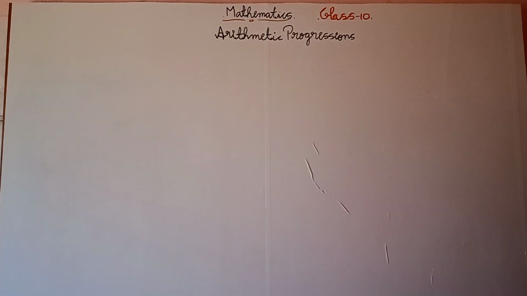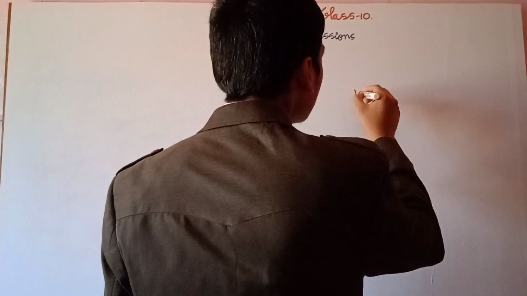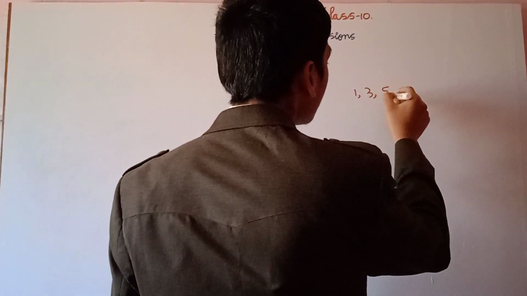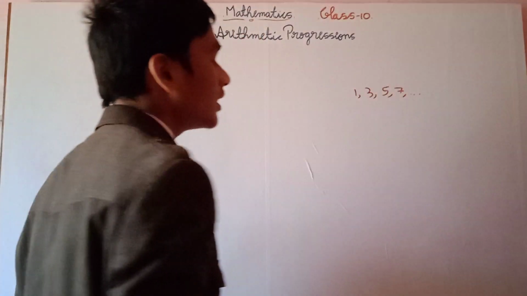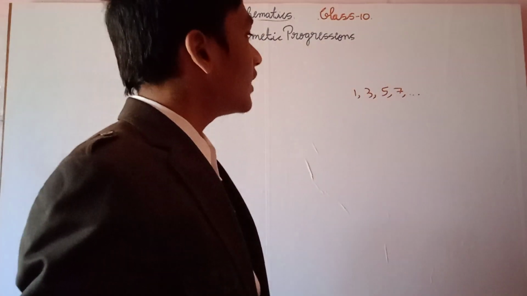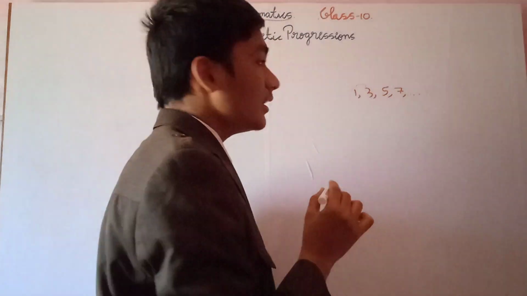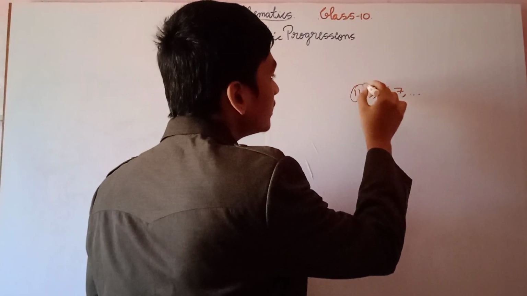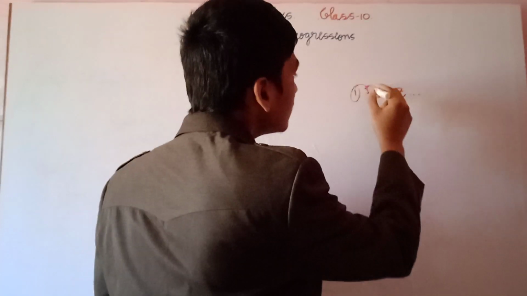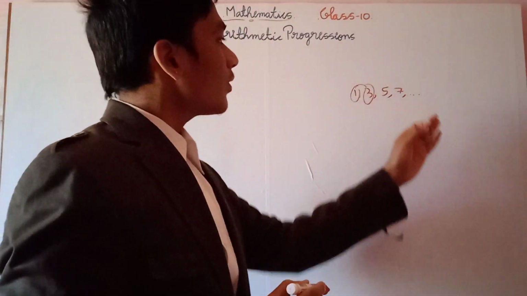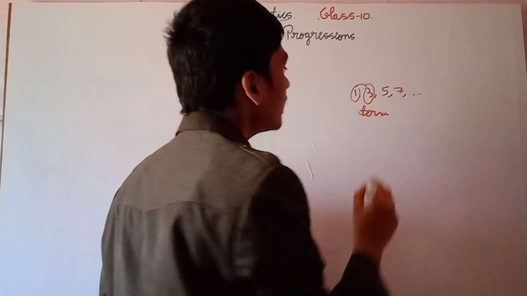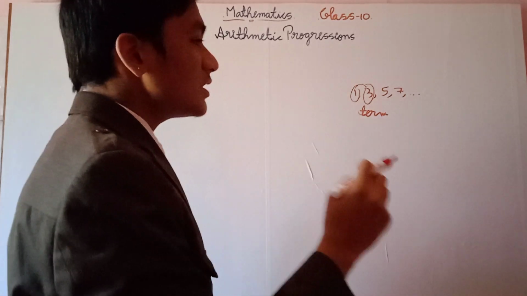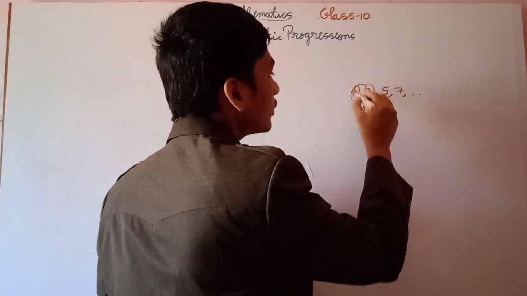So let me take a list of numbers, say 1, 3, 5, 7 and so on. This is a list of numbers which continues throughout and we don't know the last number. If you observe these numbers, there is a common number which is added to the preceding number to get the succeeding term. Each number in this type of list of numbers is what we call a term. Understood?